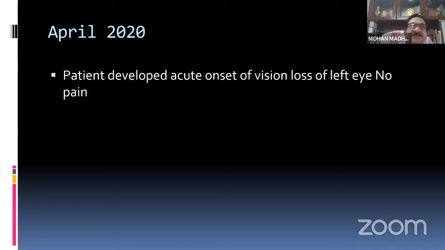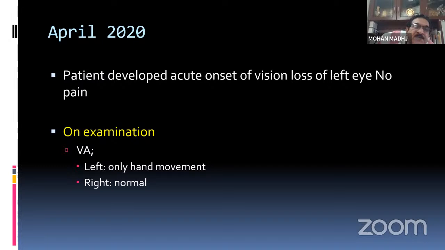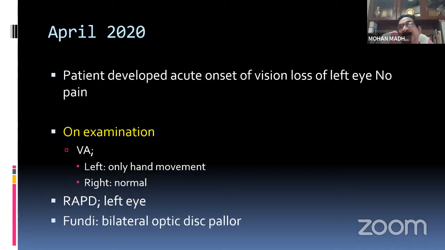In April 2020, the patient had acute onset of visual loss in the left eye, with no pain. On examination, that's the time when I last saw the patient, visual acuity was only hand movement on the left side, right normal. There is RAPD in the left eye, and bilateral optic disc pallor.